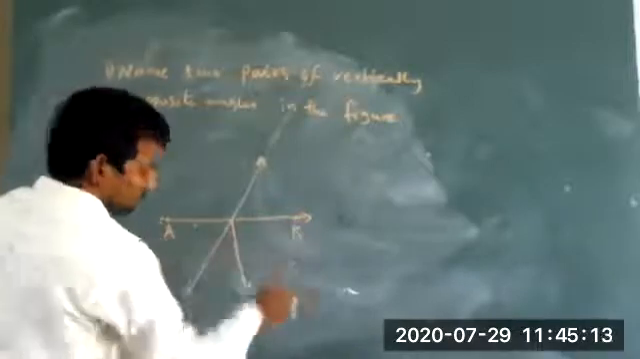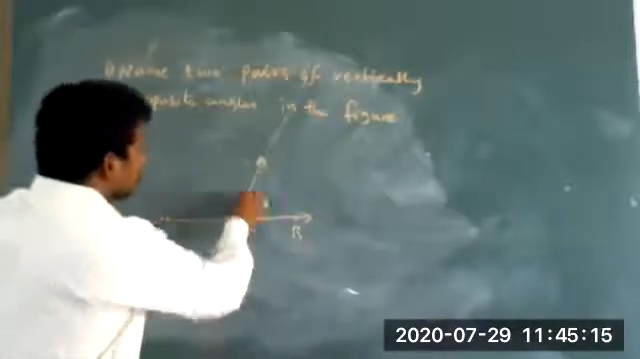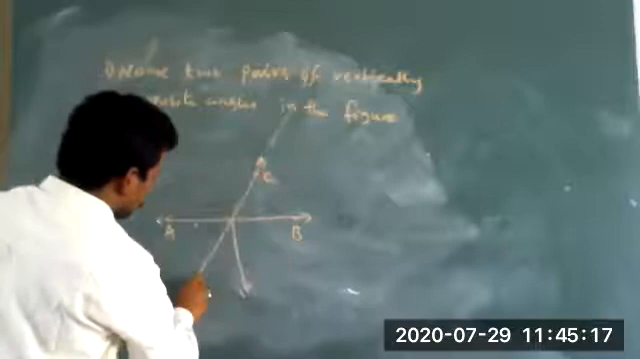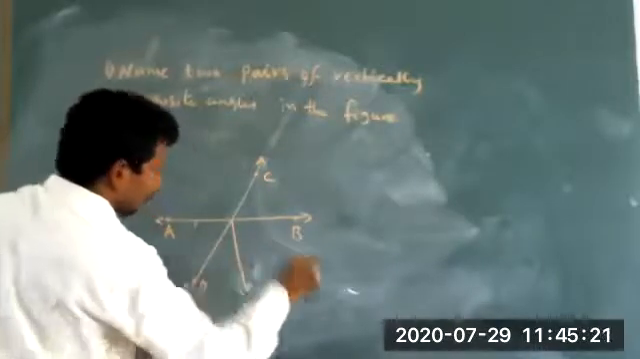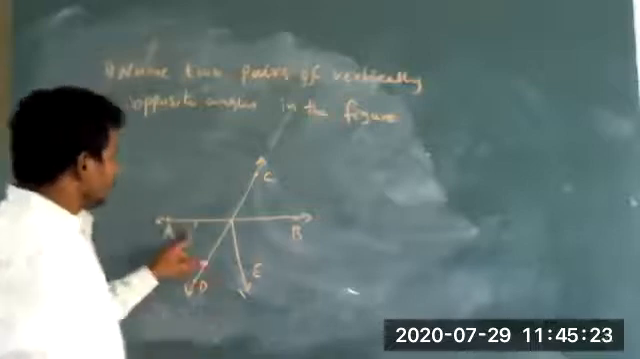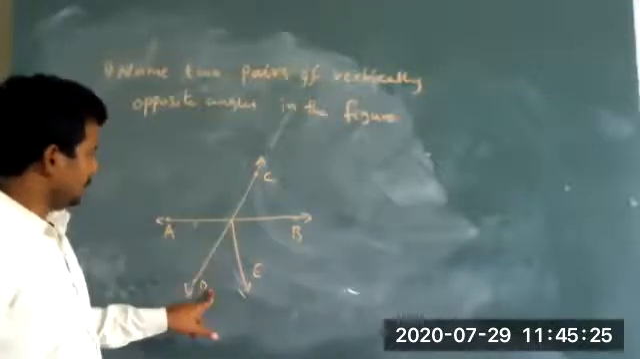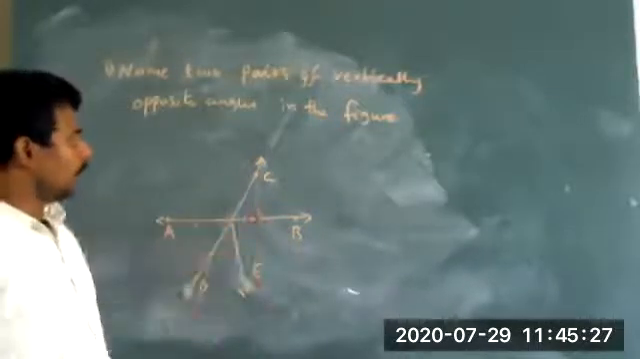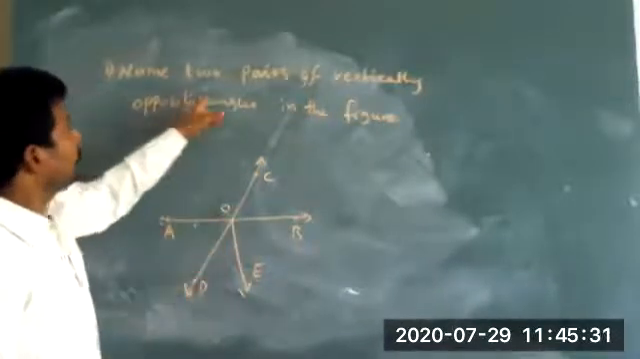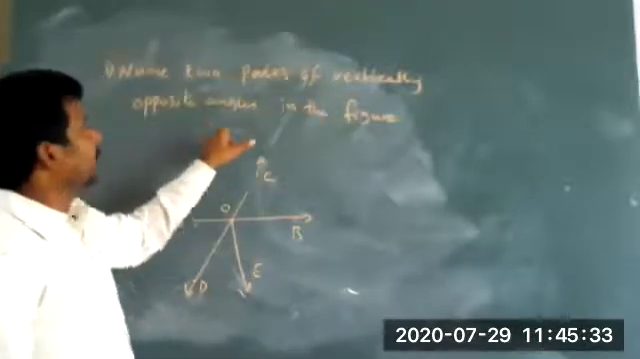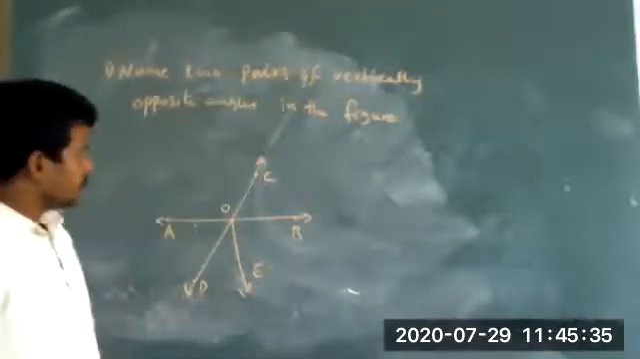A, B, C, D, E. These are the points, and this is the vertex. Here it is given: name two pairs of vertically opposite angles. Two pairs.